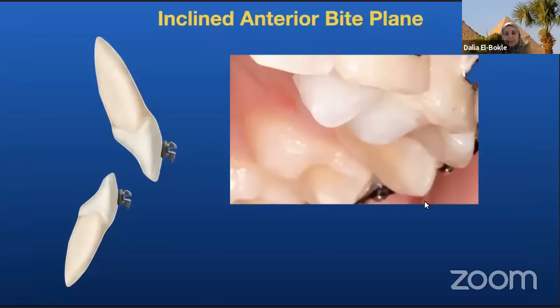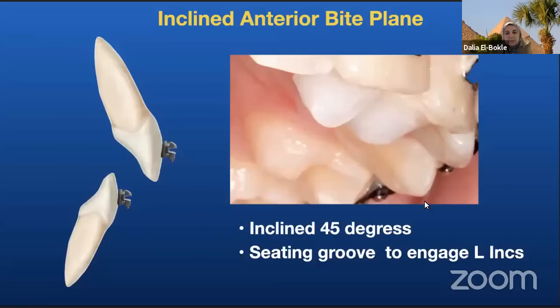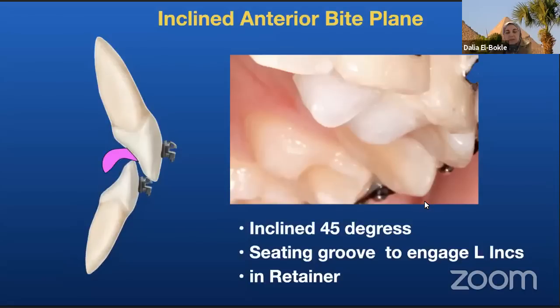Another example for the bite turbos, or you can use a functional or inclined anterior bite plane that I use for the correction of class 2, is placed on the palatal of the upper incisors. Again, inclined 45 degrees. And then I like to make a seating groove to engage the lower incisors. So as the patient bites forwards, the lower incisors can find a place where they are comfortably seated. Sometimes I do it in the retainer, as you can see, like this.